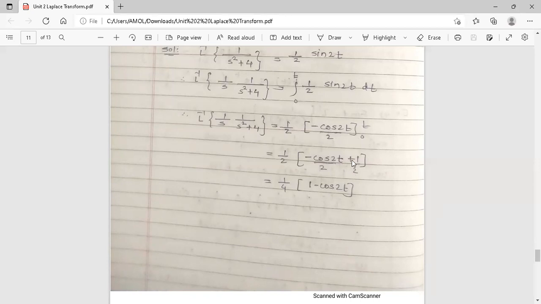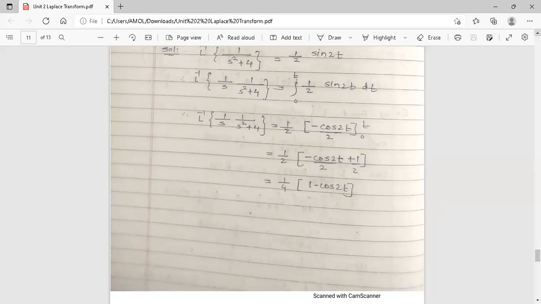Already minus sign is there, so minus minus plus. Lower limit is 0, put t is equal to 0. If t is equal to 0, cos 0 is 1. So the term is 1 by 2. Now 1 by 2 is common in both the terms, so take it common. So it is equal to 1 by 4 into (1 minus cos 2t). So this is your answer here.